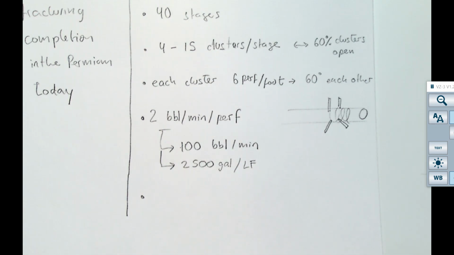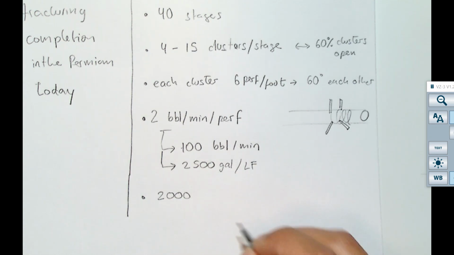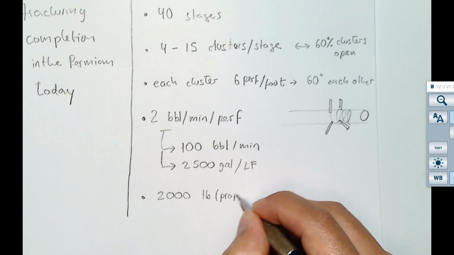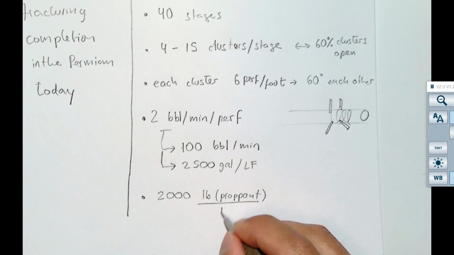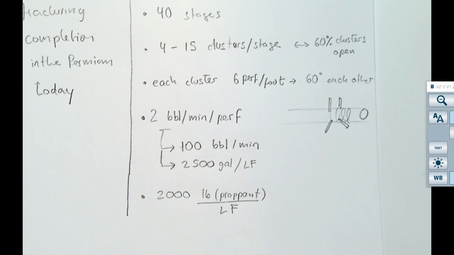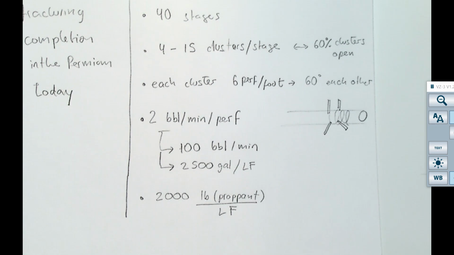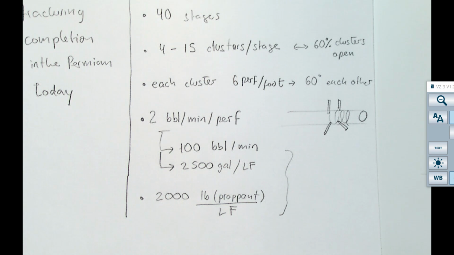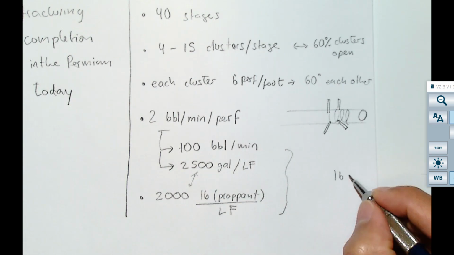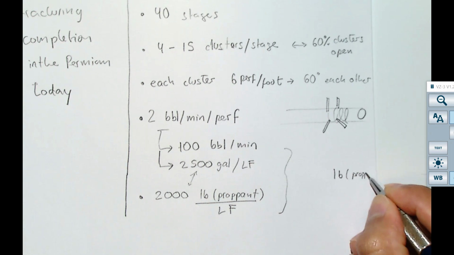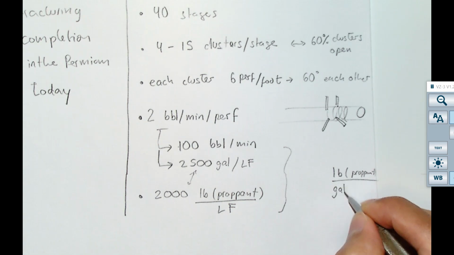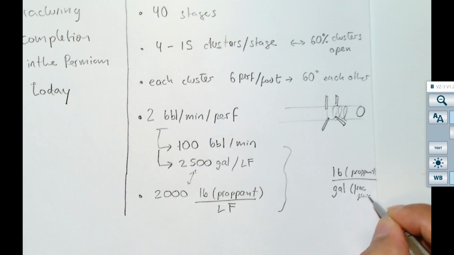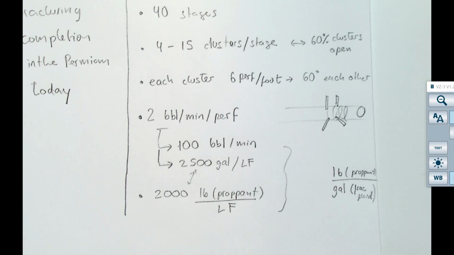And last, usually in these completion jobs, you put about 2,000 pounds of proppant also per linear foot of wellbore. Let's do an exercise. We have 5 minutes. Tell me how many pounds, according to these numbers, especially these two, tell me how many pounds of proppant go into every gallon of fracturing fluid, according to these numbers. I'll give extra points to whoever answers this question.